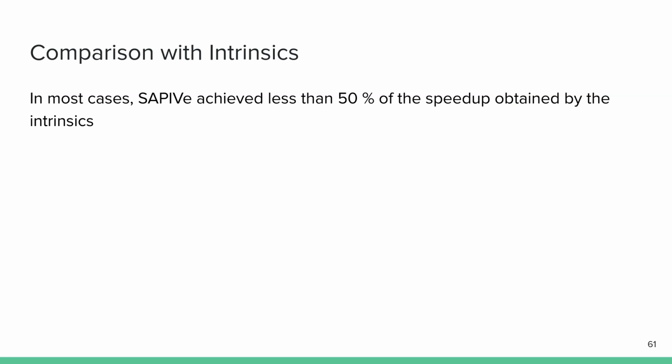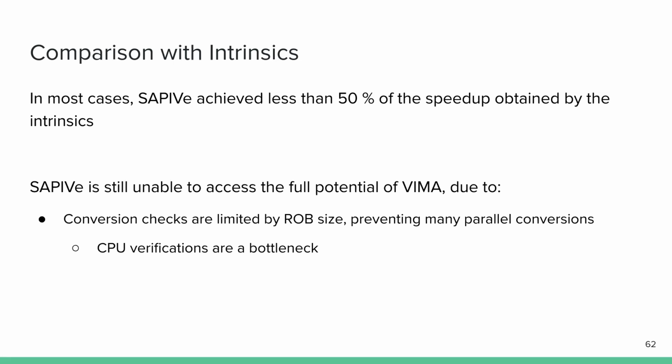After that, we compared our mechanism with manually implemented Vima intrinsics, and we found that in most cases, Sapive achieved less than 50% of the speedup that could be achieved with intrinsics. So, Sapive was still unable to exploit the full Vima potential, and this is mainly because our conversion checks are limited by our ROB size that prevents parallel conversions and makes the CPU verifications a bottleneck.